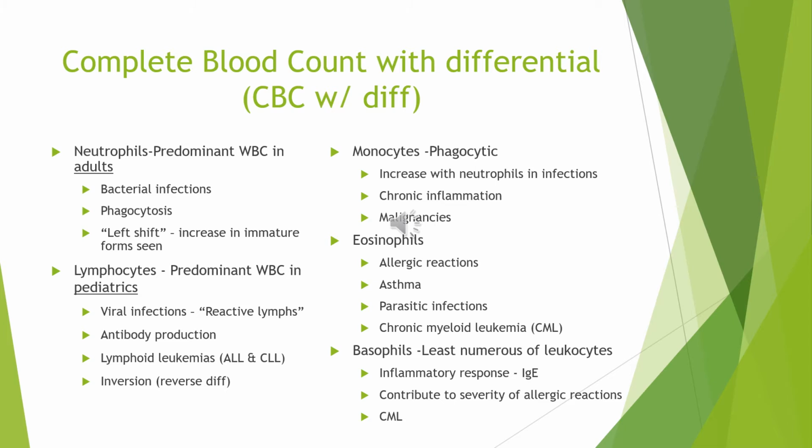Monocytes, these are phagocytic. They increase with neutrophils and infections. They also change with chronic inflammation, and then in malignancies, you'll see some abnormals. Eosinophils, we know these as the allergic component of our immune system. So in allergic reactions, asthma, you'll see increases, parasitic infections, and then in CML. Basophils, these are the least numerous leukocytes. They will change in inflammatory responses. They contribute to the severity of an allergic reaction, and then you can see changes again in CML as well.